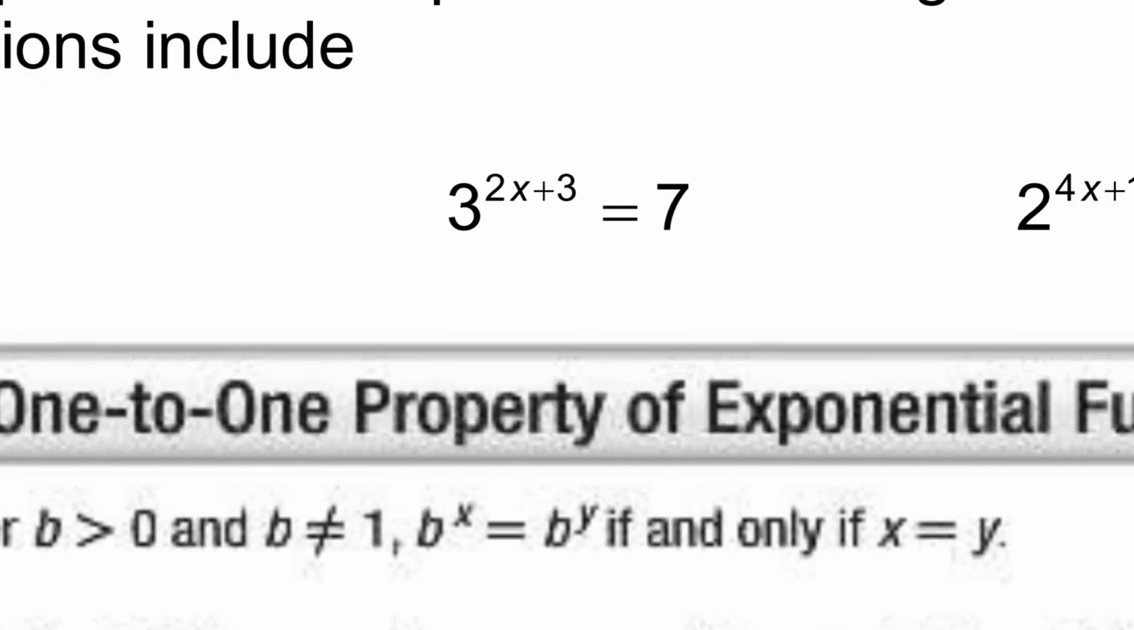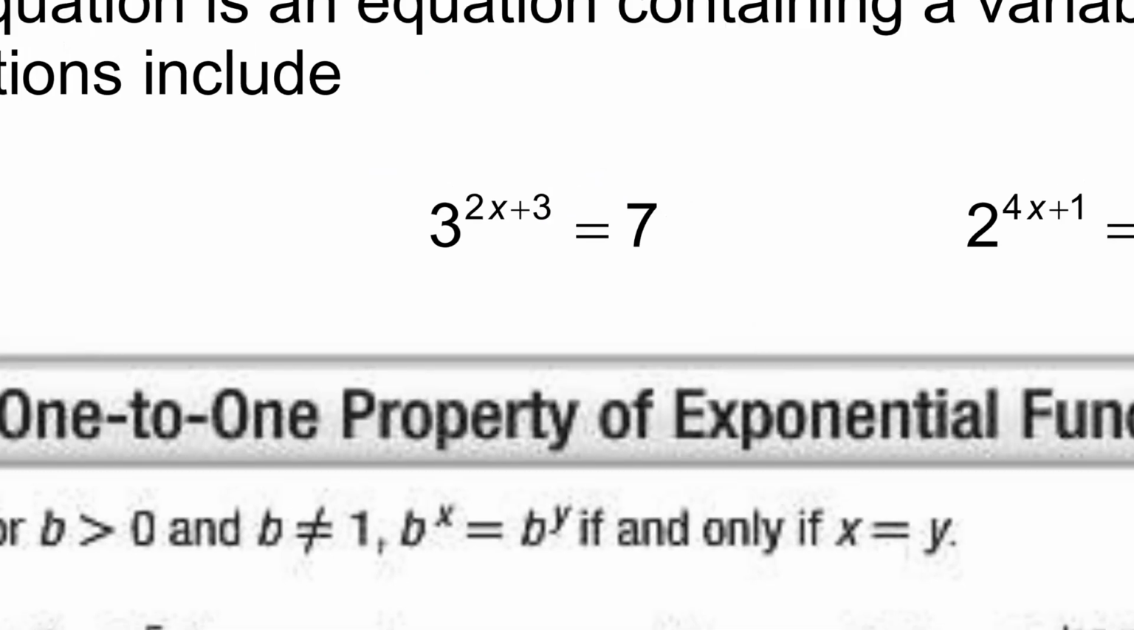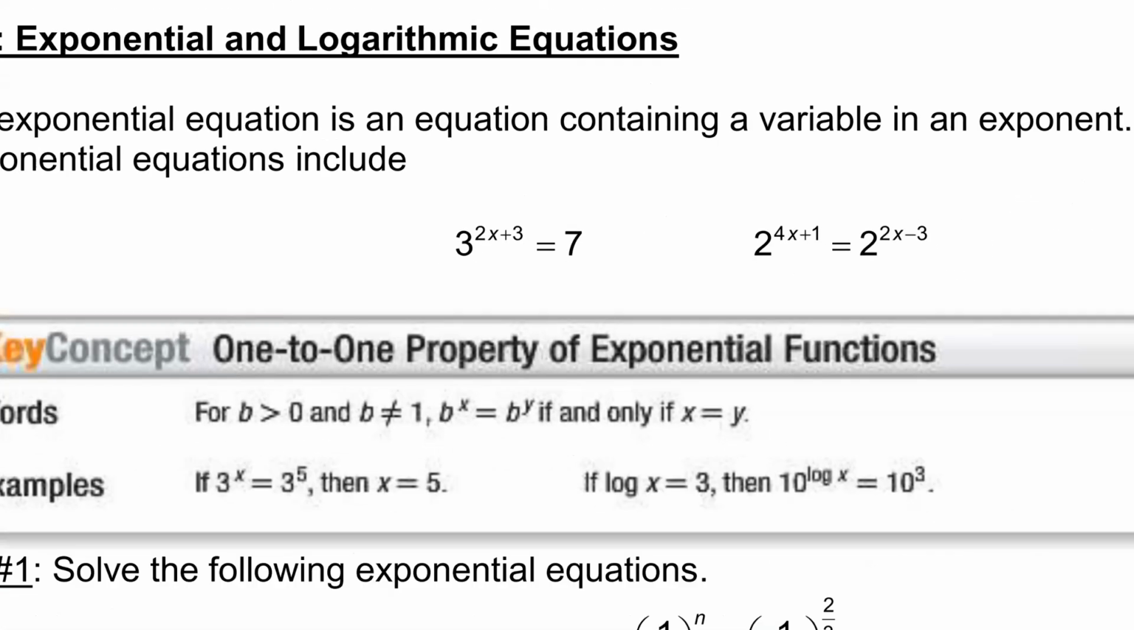So for instance, if I was just plotting this, it would literally be the graph of 3 to the x, but shifted left by 3, and we multiply all our y values originally by 2. So it's stretched vertically, and it's left by 3. That's the transformation. But what if I want to know, where is this equal to 7?